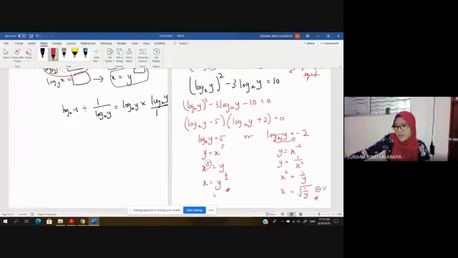Ataupun you write in the form of 1 over y power negative 1 over 2. Okay, ataupun 1 over square root y. Boleh, mana-mana. So this is the answer. Ni, express x in terms of y.